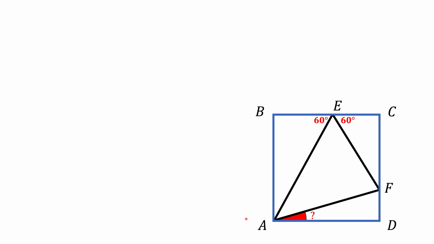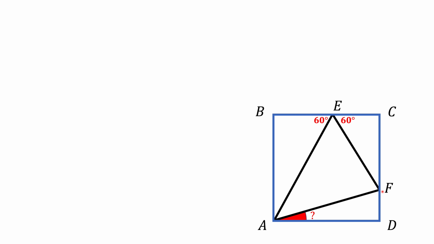Here we have a square ABCD. Inside of the square we have a segment AE, which is at 60 degrees to the side BC. Also from point E, we draw a segment EF, which is also at 60 degrees to the side BC. And we are asked to find the angle between the side AD and the segment EF.